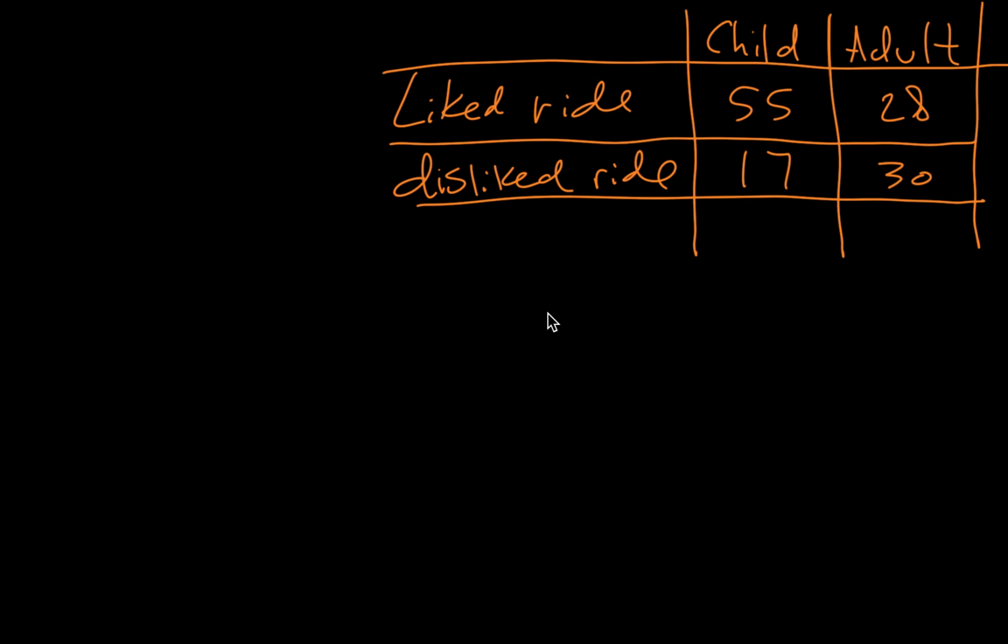Hey math kids, today we're going to talk about two-way tables. We're in chapter 10, section B, and we just have one example. It's example 2.